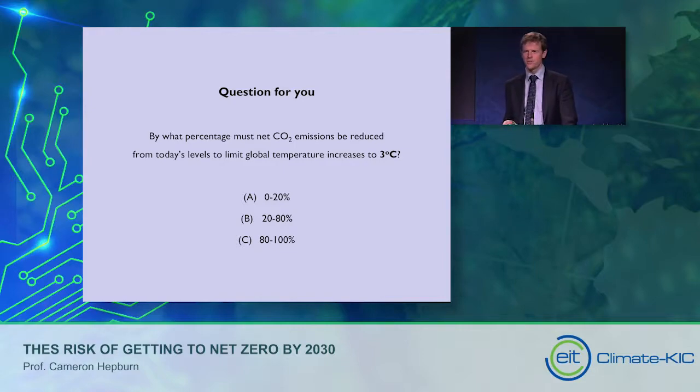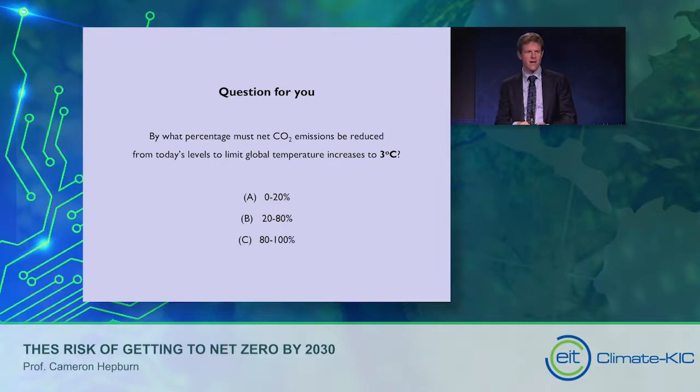I'm going to give you three options. I want every hand going up once only. So 0 to 20% reductions, 20 to 80% reductions, or 80 to 100% reductions of CO2 from today's levels to stabilize by no more than 3 degrees. So hands up for 0 to 20. 20 to 80. 80 to 100.